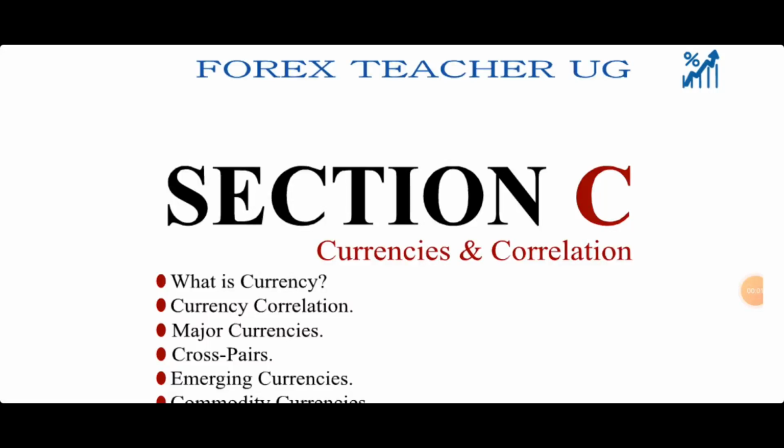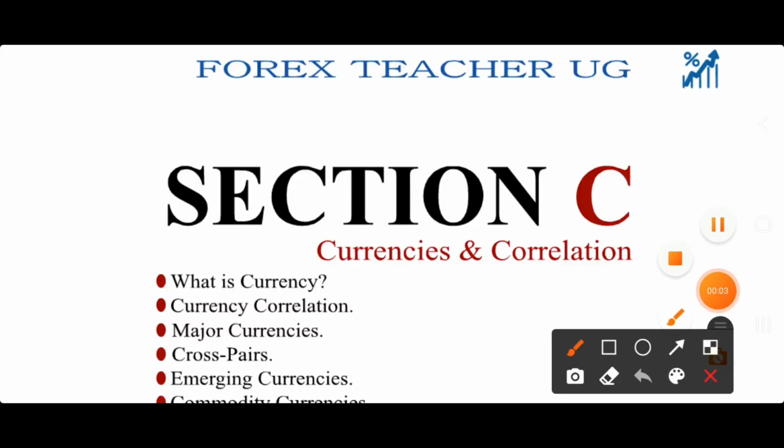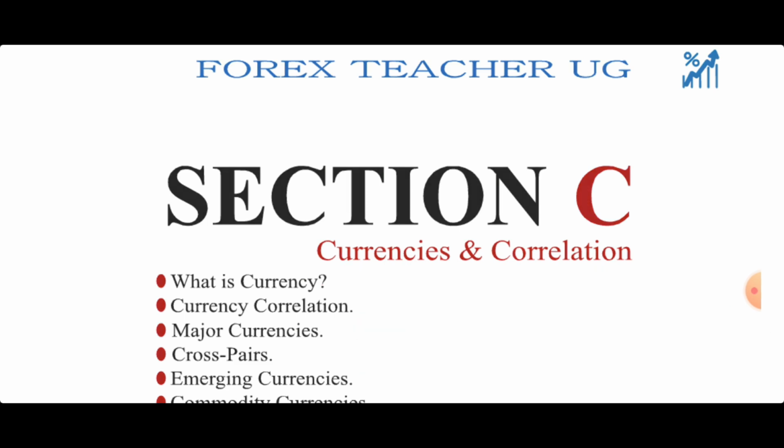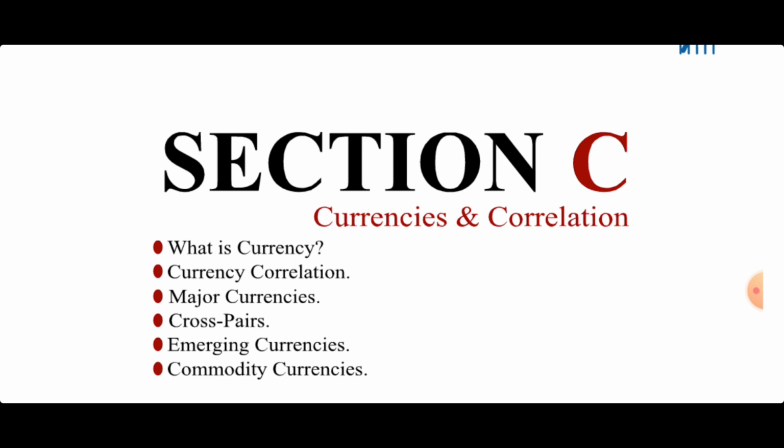Section C, we shall be talking about the currencies and correlation. And this is actually a very big topic, which is going to help us to know more about Forex. So we shall look at what is a currency, then we look at currency correlation, then we talk about the major currencies, we talk about the cross pairs, we talk about emerging currency pairs, and basically the commodity currencies.